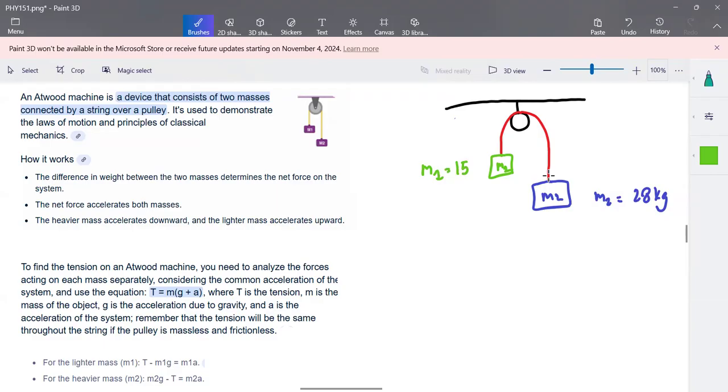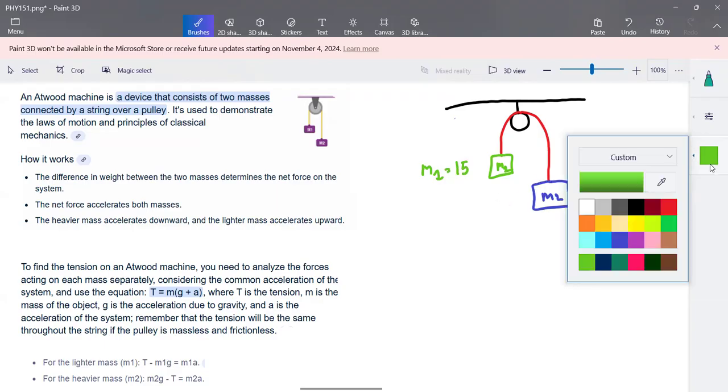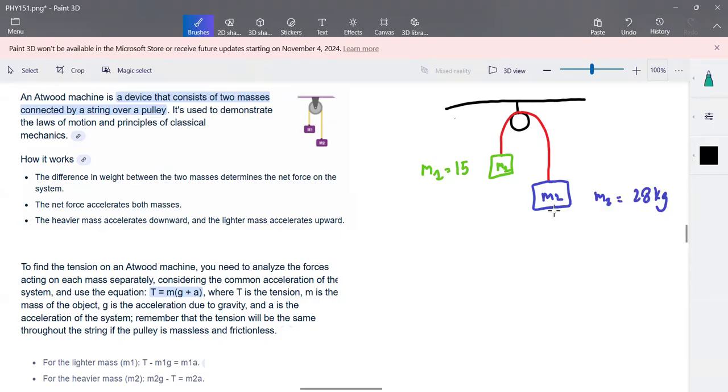Okay, so because these two masses are not identical, there is going to be acceleration. There is going to be movement in this system. This mass is bigger, so we're going to be moving in this direction. Mass one is going to be moving upwards. Mass two is going to be moving downwards, because that is just how it works when you have one thing that's heavier than another. So let's go ahead and set up a couple things.